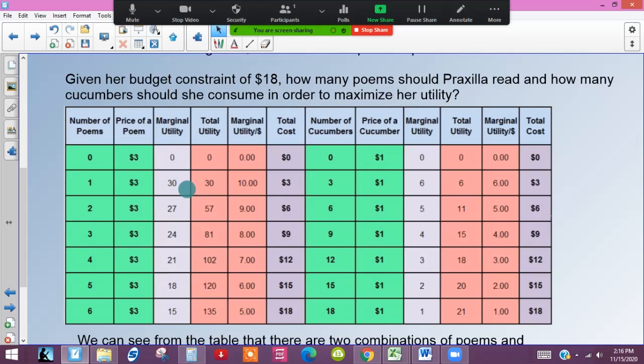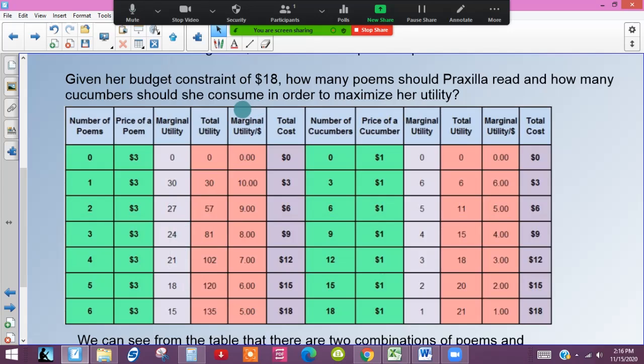And you can see the first one gives her 30 utils. The second one gives her an additional marginal utility added of 27. So she gets a little bit less enjoyment with each additional poem that she reads. Now, this column right here is the total utility, which is basically adding up the marginals as you go. It's just summing as you go, okay?